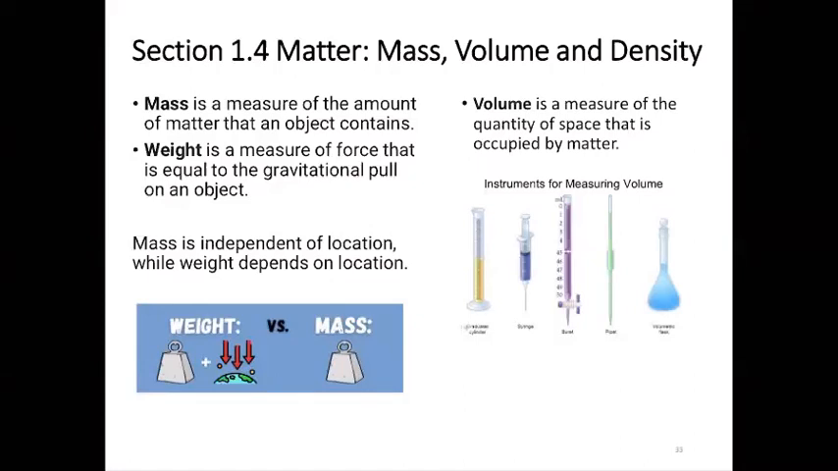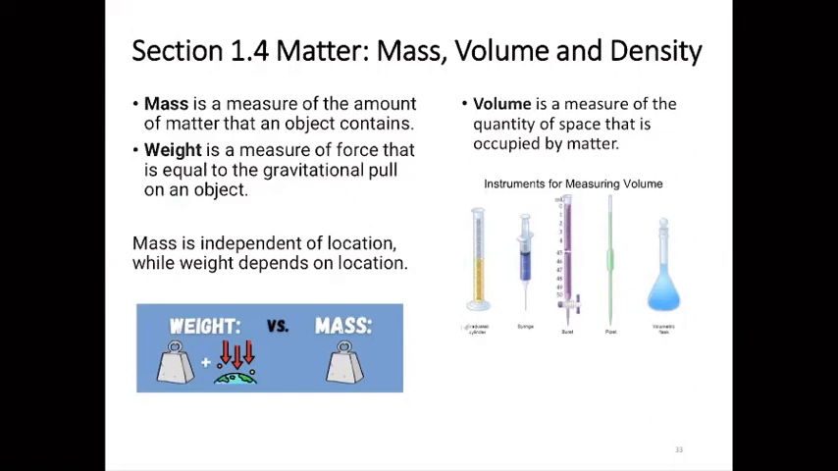When it comes to these concepts, mass, volume, and density, the definition of mass is the measure of the amount of matter that an object contains. Understand that mass and weight are not the same thing. Mass is the amount of matter. Weight depends on the force that is equal to the gravitational pull. So whenever we say, oh, this is my weight, technically that's just the amount of mass you have. Because if you take your weight on Earth and on the moon, since the gravitational pull is not the same, you wouldn't weigh the same, okay?